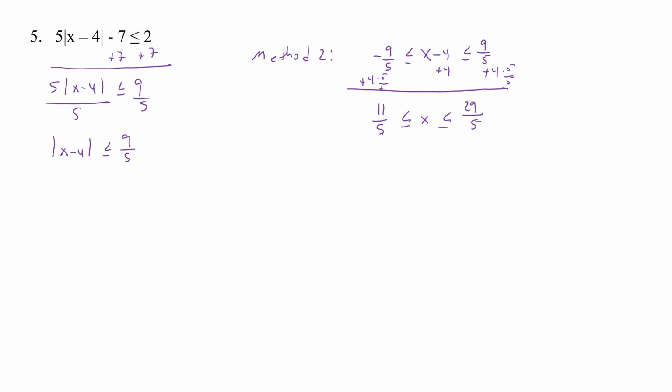And again, that directly gives us our interval where it works. So it's going to go from bracket 11/5, comma, to 29/5, bracket, okay? And that would be our solution. And that's where we can stop at that point right there. All right, so that's the end of part 2.